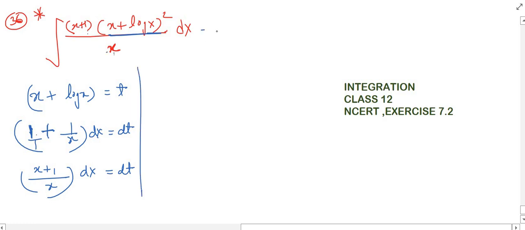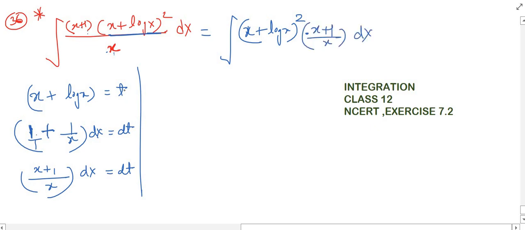Let me rewrite the question. Question is x plus log of x whole square into x plus 1 by x dx. This one, this by this by this. It is there in the question. Can you see that? So this part is exactly matching. Okay, so we can write down here, this is t square dt.